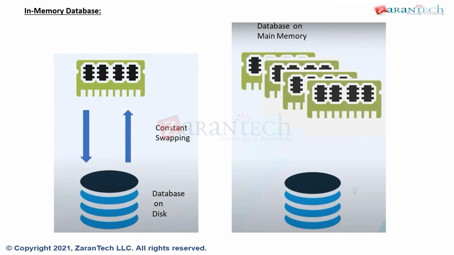So in an in-memory database, the data will be stored in the main memory only. Whenever a process request comes, instead of picking the data from the hard disk, it will fetch the data from main memory, so that the data processing will be very fast.